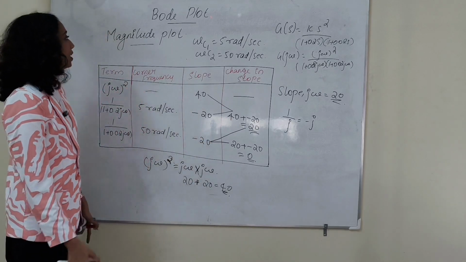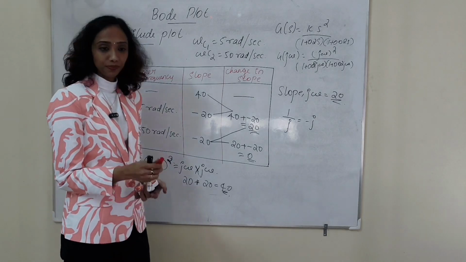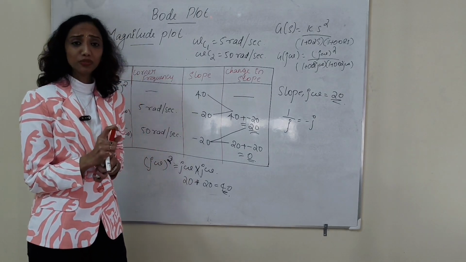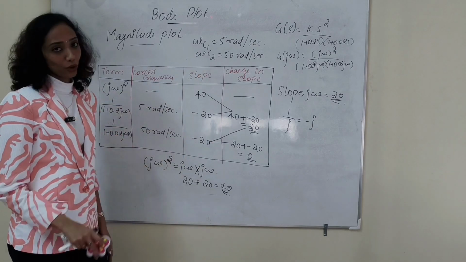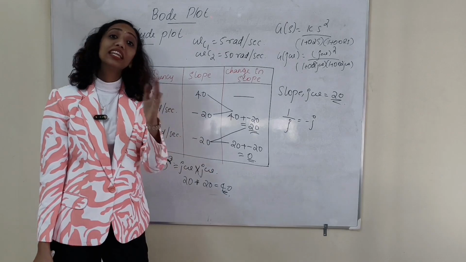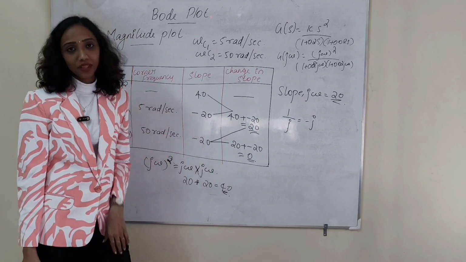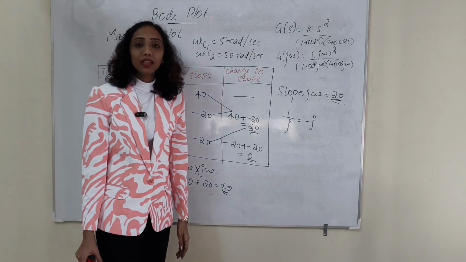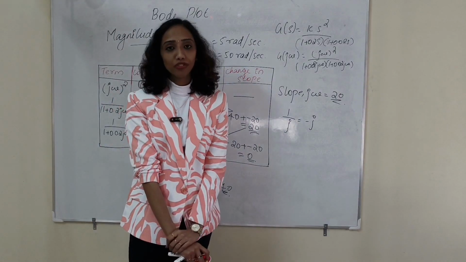Okay, so the steps for the magnitude plot. We completed the corner frequency and the tabular column. Clear? Then the last step should be the gain. For finding the gain, we have to assign some more corner frequencies.